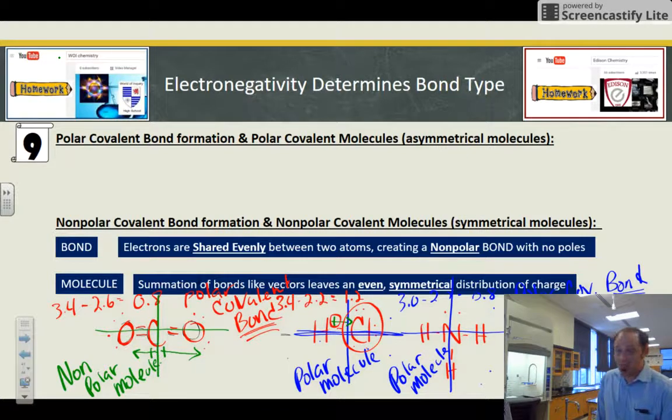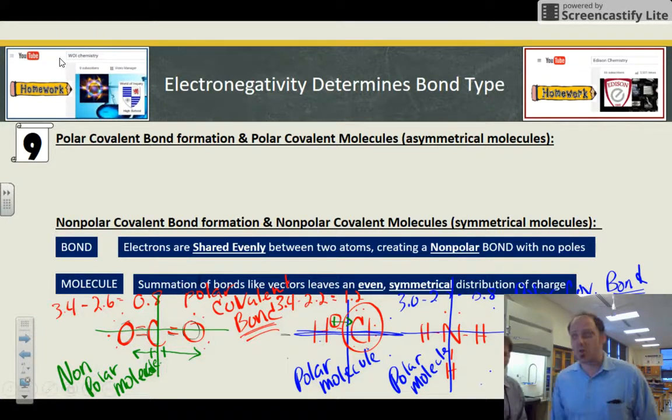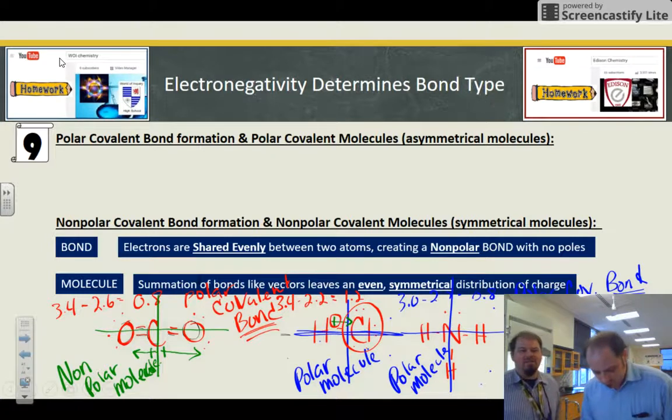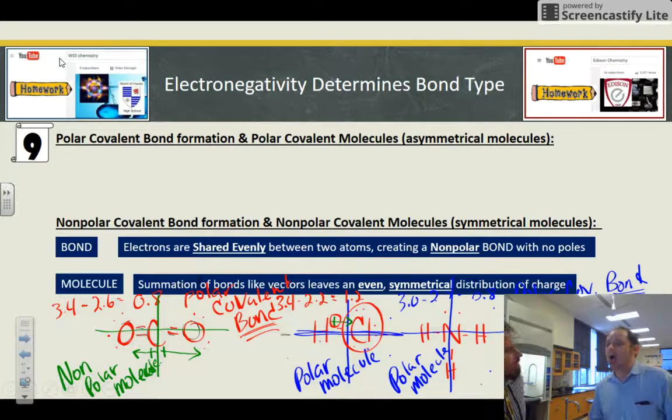So it is important to know this stuff because you might be hit with that question. Are the bonds in this molecule polar or non-polar? This is the classic question with CO2. Why is it polar bonds but a non-polar molecule? Because it is symmetrical in shape.